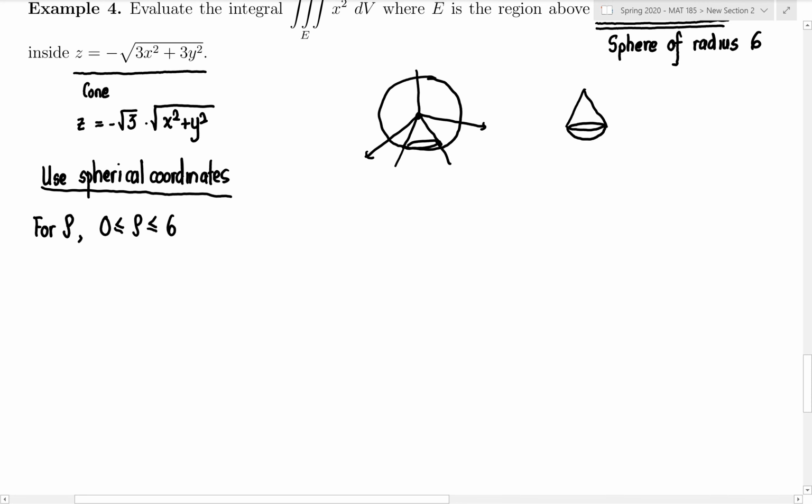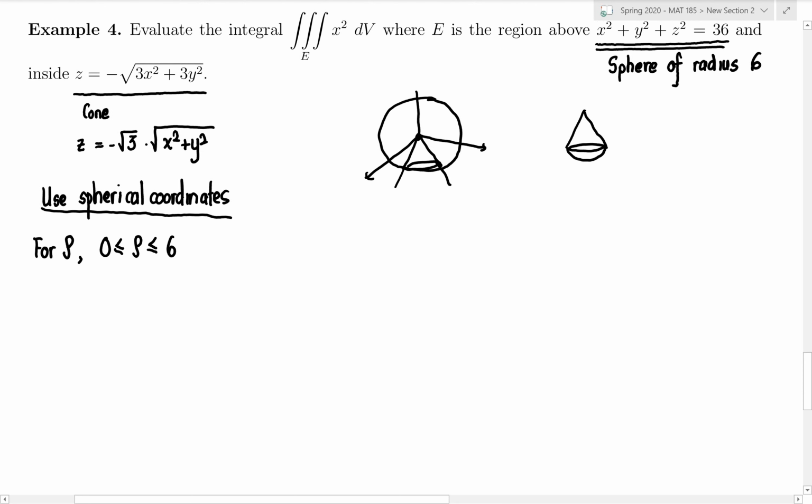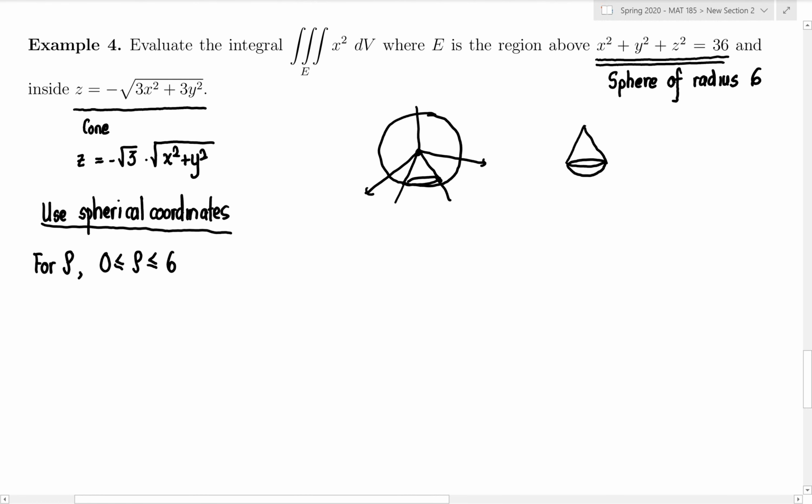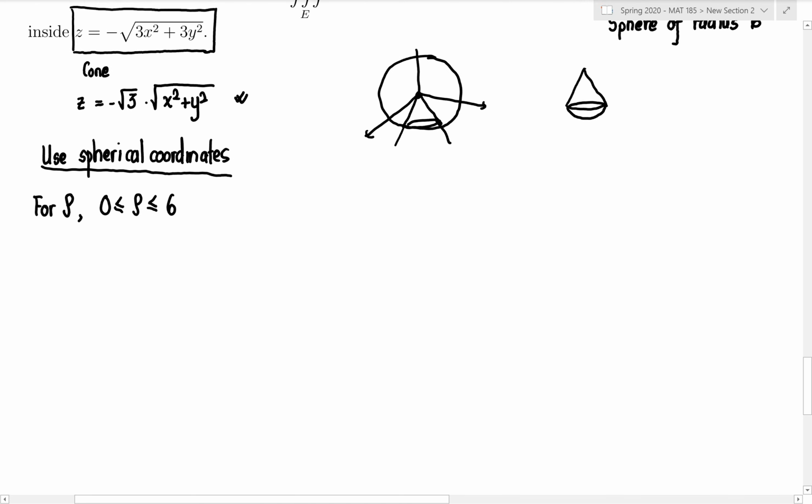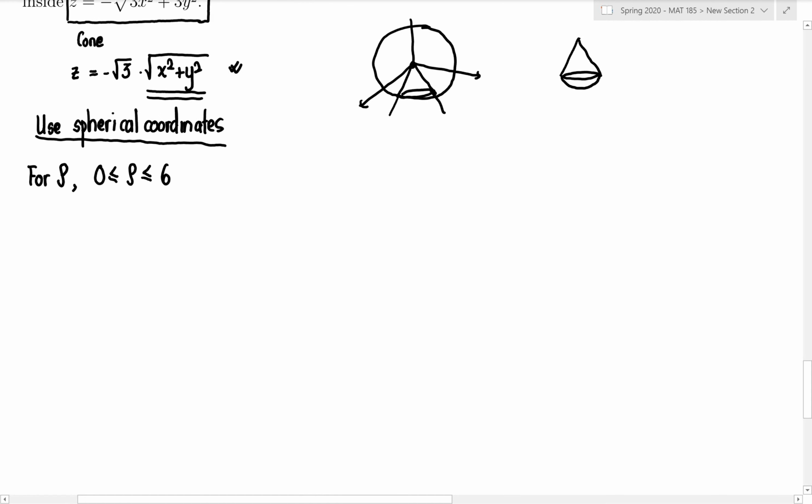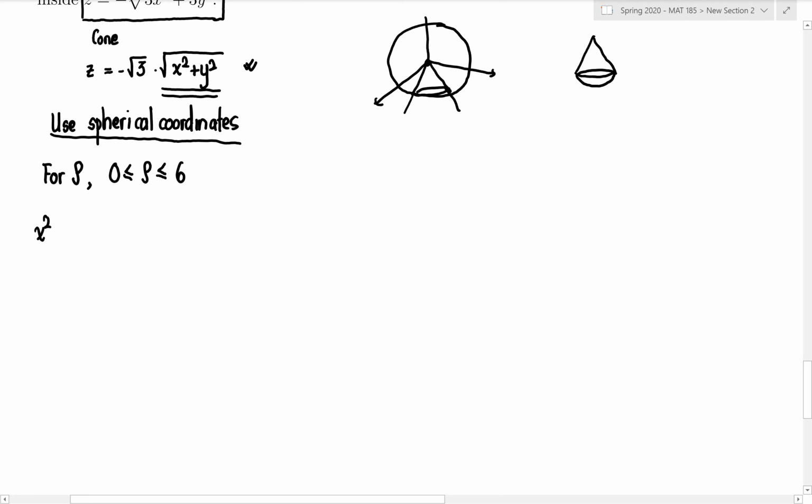All right. So now, next up, is there any restriction on theta? All right, so we don't quite know that, so what we're going to do is first look at phi instead, and we're going to analyze this equation here. All right, so we have run into this quantity here, x squared plus y squared, quite a few times. So let's look at this one here. So let's try to understand what x squared plus y squared looks like in spherical coordinates.